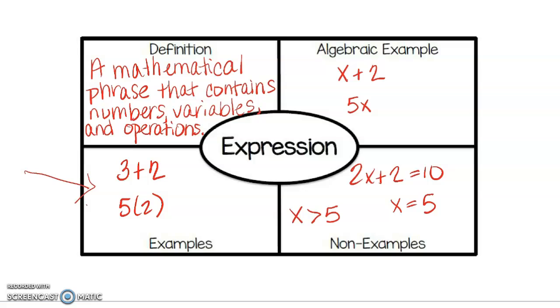And then non-examples would be 2x plus 2 equals 10, or x equals 5, or x is greater than 5. So for the non-example right here, if I took away this equal sign and 10, that would be an expression. But since there is an equal sign, and there's the answer, this would be an equation, not an expression.